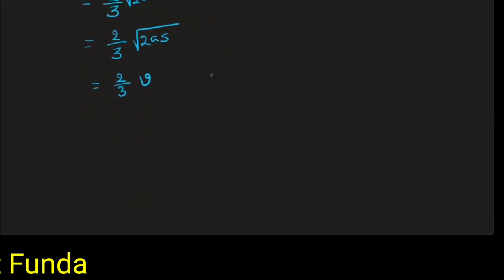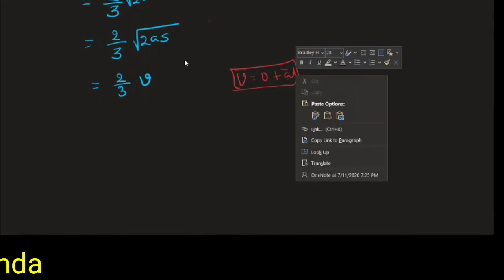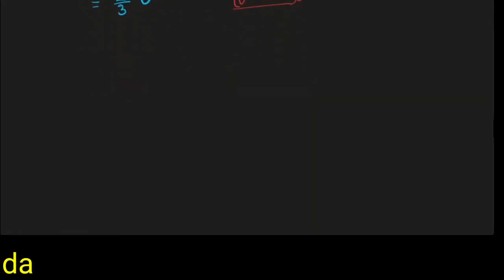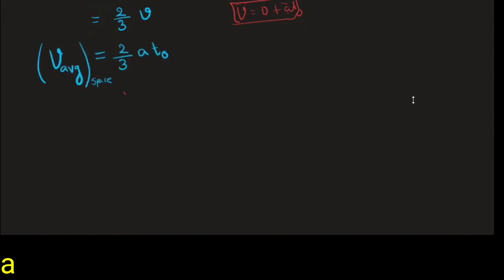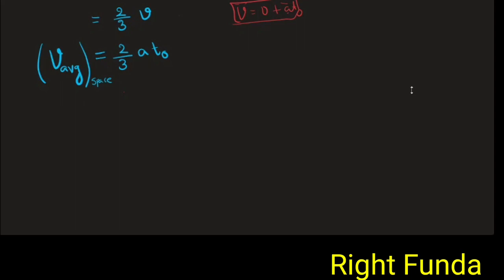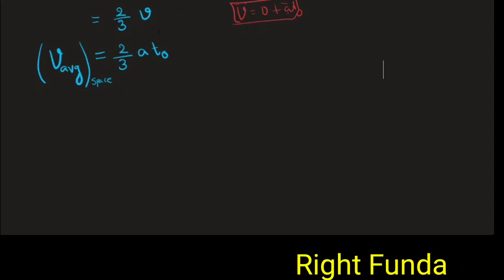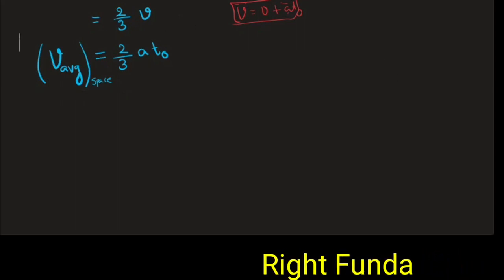And what is the velocity after t0 time? v is equal to u plus at, with u equal to 0, because of the constant acceleration. I can put this a, and after what time? This s is after time t0. So I will put v is equal to a t0. Then I got the answer that is equal to 2/3 of a into t0. So this we obtained is the space average velocity.